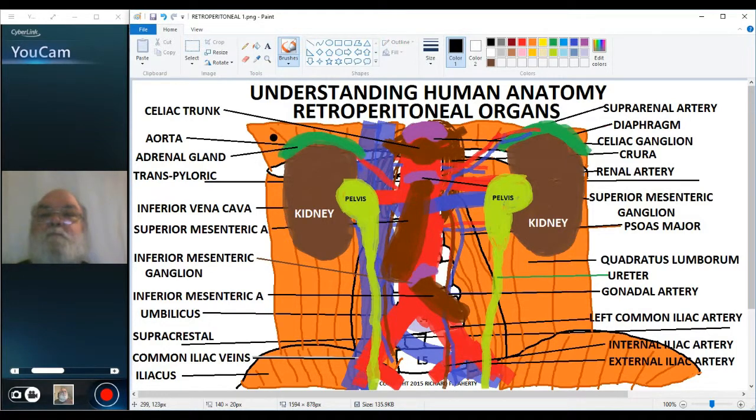The posterior relationships of both kidneys include the diaphragm, quadratus lumborum, and psoas is more of a medial relationship, but it does have a relationship to the kidney. Inferior relationships to the kidney are the small intestines, and we're not going to sketch that in because it would just cover up the entire diagram. And medial relationships are the aorta, the inferior vena cava on the right side, and the celiac and superior mesenteric ganglia. In the next video, we'll take a look at the internal structure of the kidney.